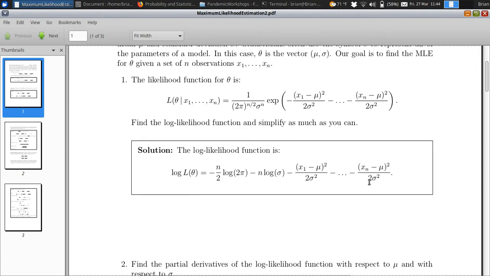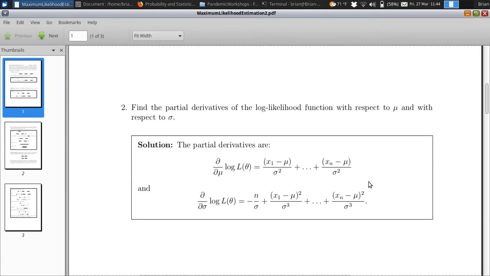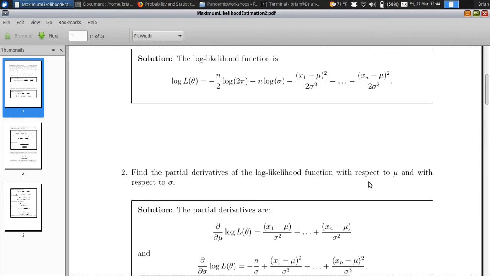The next thing I asked you to do is to find the partial derivatives of the log likelihood function, and that's not too hard to do. For the partial derivative with respect to mu, only these terms at the end here have mu. So you do the chain rule, you bring down the power, and then you multiply by the derivative of the inside, which is -1, so that makes them all positive. And so there you go, and the power 2 cancels with the 2 in the denominator. So this is the partial derivative of the log likelihood with respect to mu.